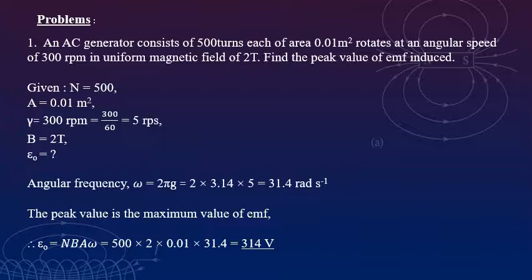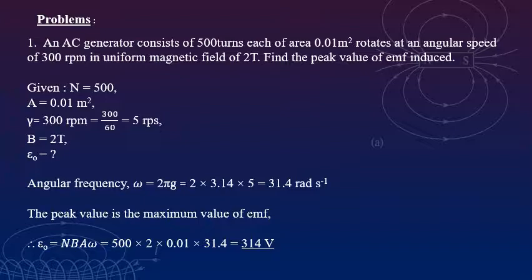Given the number of turns is 500, the area of the coil is 0.01 meter square, the linear frequency is 300 rotations per minute. Linear frequency has a unit of hertz, where 1 hertz is equal to 60 rotations per minute. Hence, to convert rotations per minute to rotations per second, divide it by 60. Hence, the linear frequency is equal to 5 rotations per second. The magnetic field is 2 Tesla.